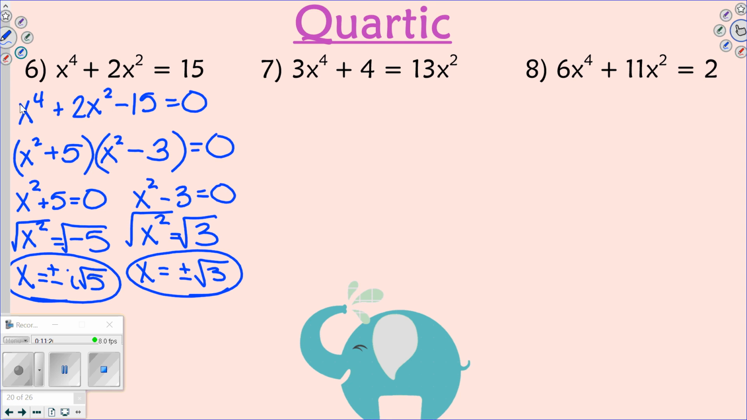Okay, so not terribly difficult, just make sure you're not going so fast that you're like, oh yeah, it's negative 5 and 3. No, because you've got x squared is that. So you have to take the square root of them.